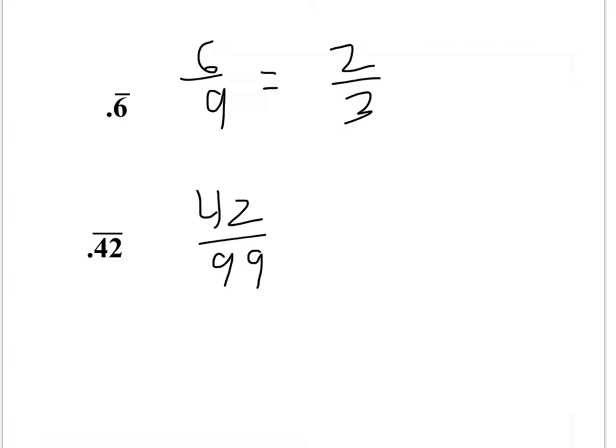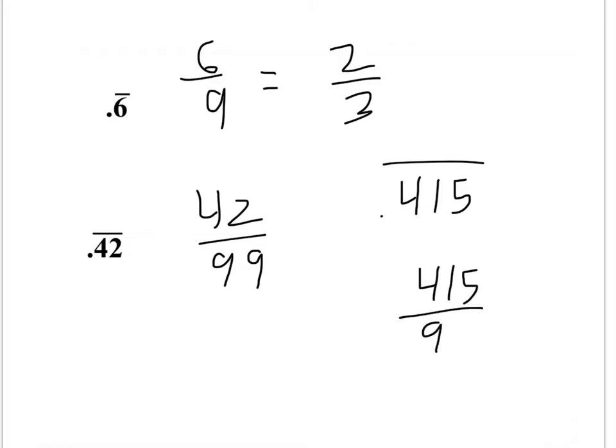Or if you had a number like this, what would you write that over? 999, right? A 9 for each number repeating. If you don't believe me, put it in a calculator. It'll show you.